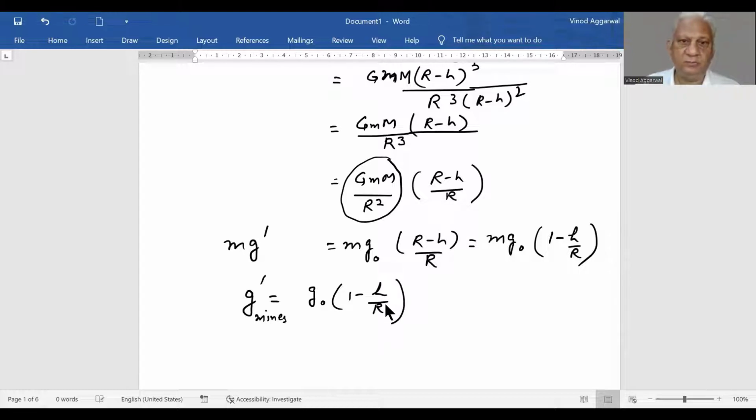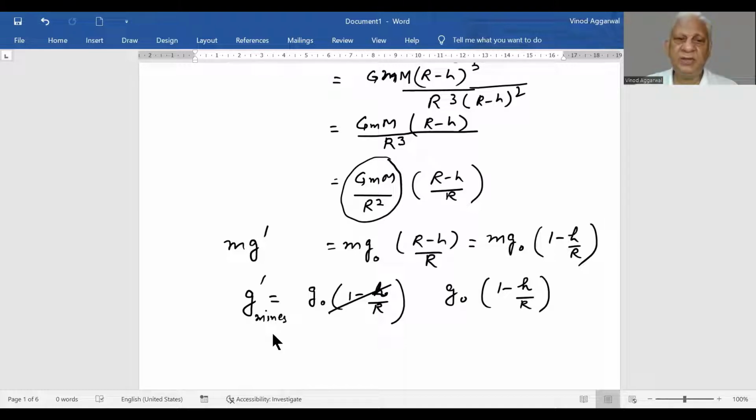Which means as we go deep into the mines, as we go deeper into the mine, this g dash becomes lesser and lesser.